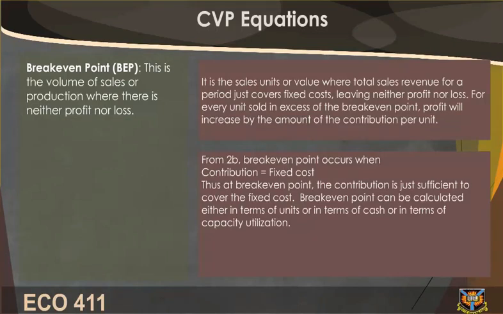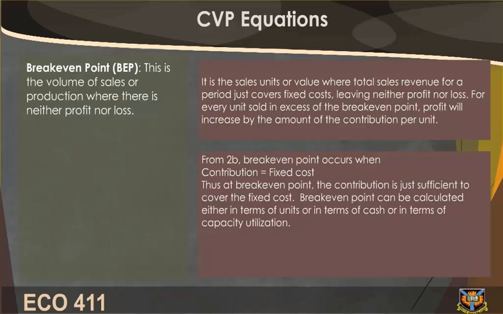Break-even point, BEP. This is the volume of sales or production where there is neither profit nor loss. It is the sales unit or value where total sales revenue for a period just covers fixed costs, leaving neither profit nor loss. For every unit sold in excess of the break-even point, profit will increase by the amount of the contribution per unit. From equation 2b, break-even point occurs when contribution equals fixed cost. Thus, at break-even point, the contribution is just sufficient to cover the fixed cost.